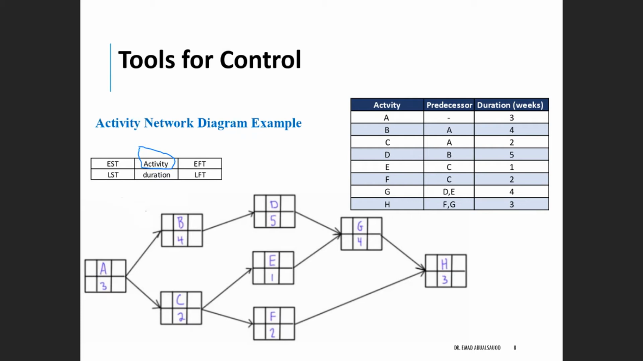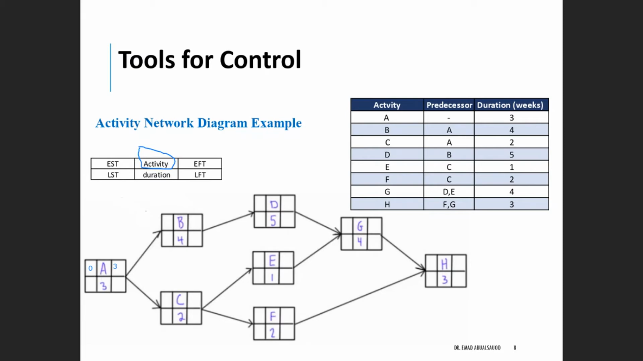The early start time, since it's the first activity that needs to be done, is considered to be 0. Why? Because it's the first step. There is nothing prior to that step. And the early finish time for that activity is considered to be 3, because it's the given duration from the table. So we write 0 as the early start time and 3 as the early finish time.